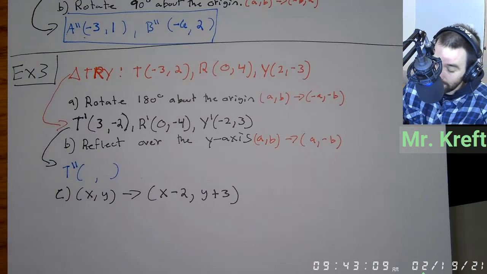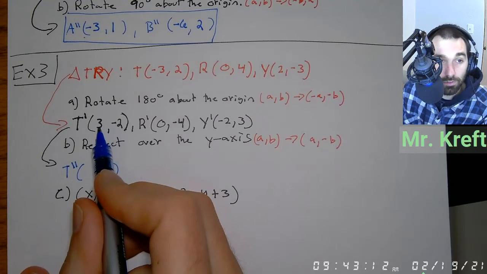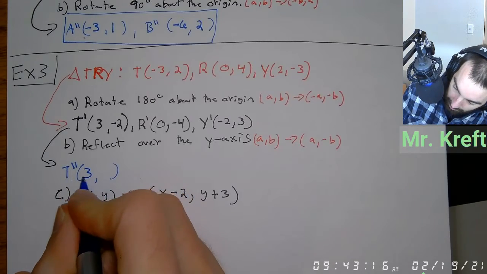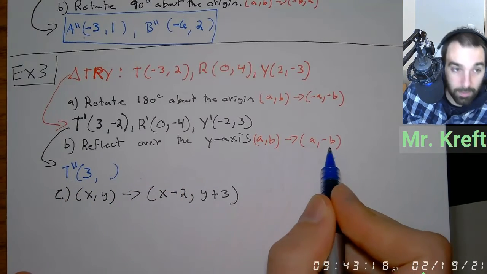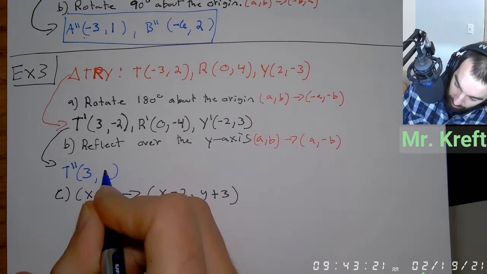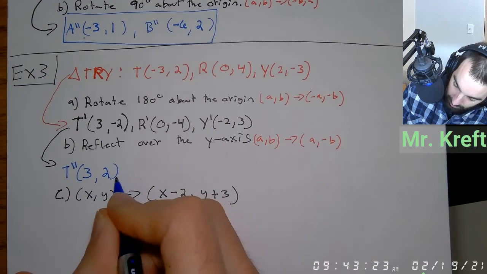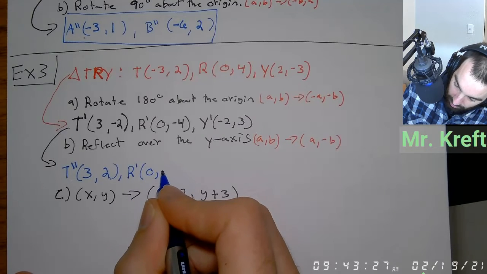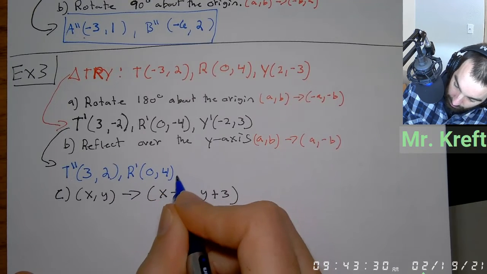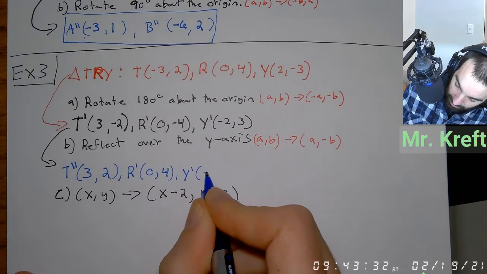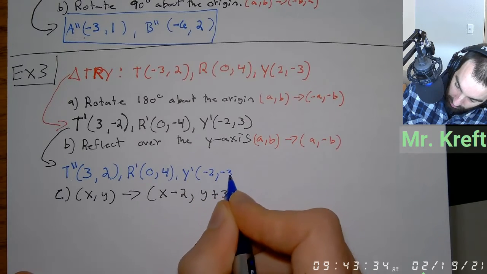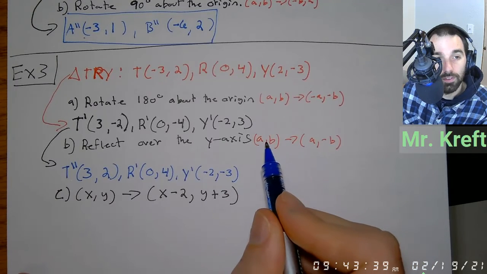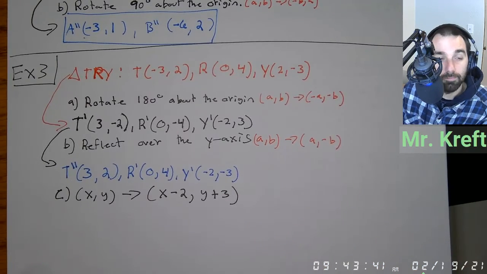So let's take a look. To get these blue numbers, I'm going to look at the black numbers. It looks like the B stays the same, but the A changes sign. So now this is 3, +2. And then R prime, the B stays the same, the A changes sign. And then Y prime, the B stays the same, the A changes sign. And that's what this is, right? The B stayed the same, the A changed the sign.